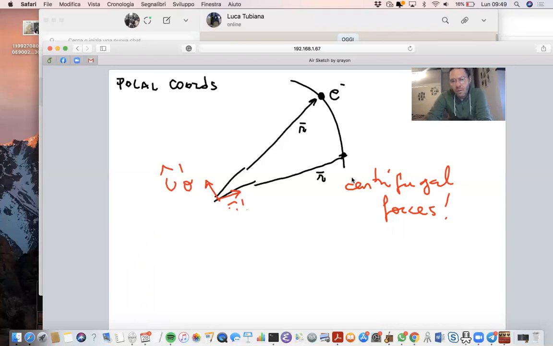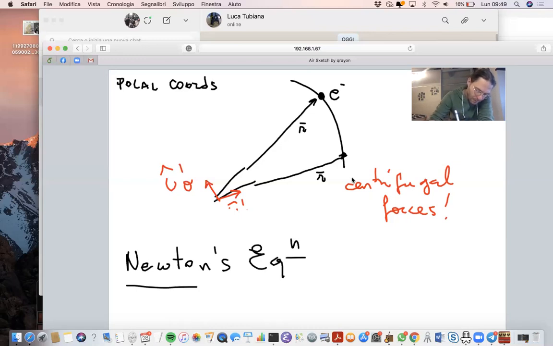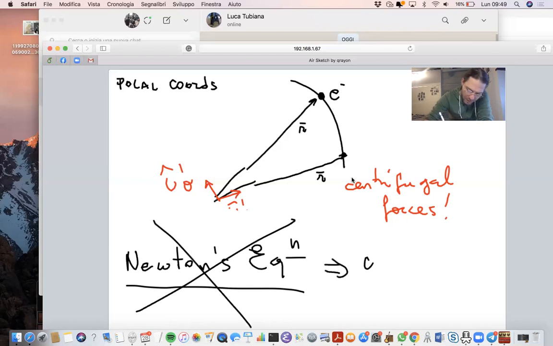So now we have already used a piece of angular momentum conservation, the conservation of the direction of angular momentum. Now, rather than writing Newton's equations, we write conservation of energy.